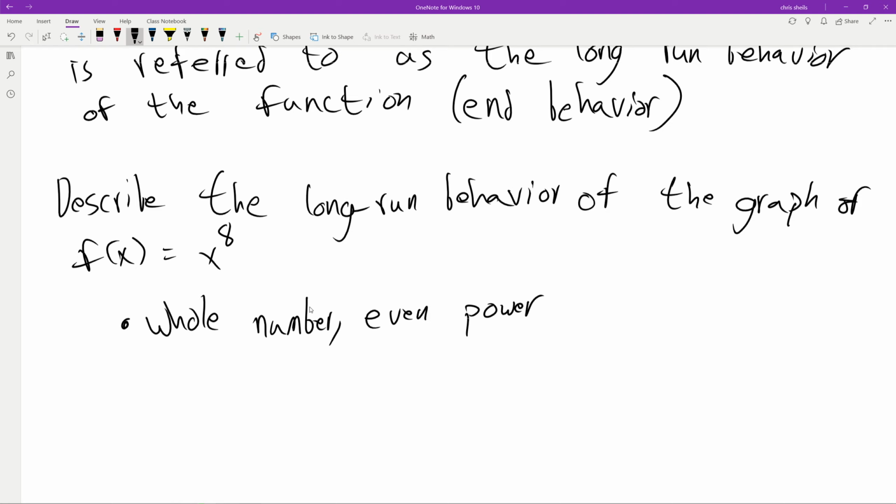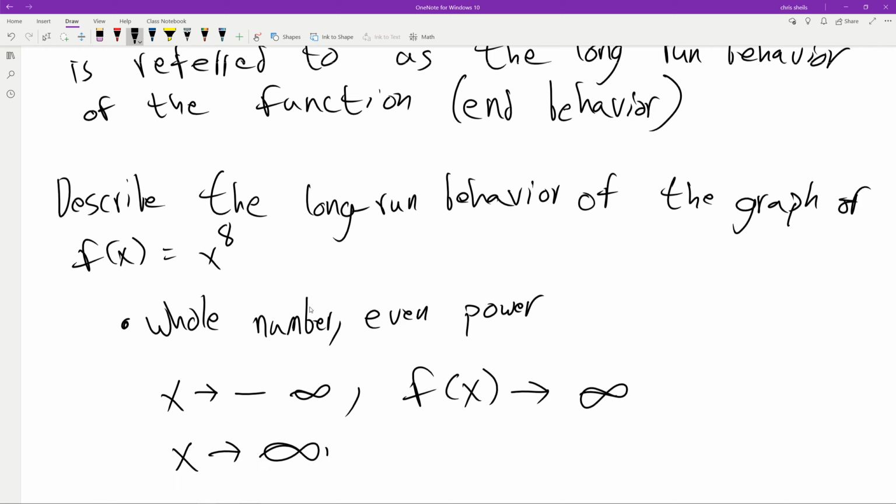So I would expect that as my input gets large in the positive or negative direction, my output is going to grow without bound in the positive direction. In other words, I would expect that as x approaches positive or negative infinity, f of x approaches positive infinity. If you wanted to write this out on two separate lines, you could. We could instead say as x approaches negative infinity, f of x approaches positive infinity, and as x approaches positive infinity, f of x approaches positive infinity. For these even ones, you can also combine them though.